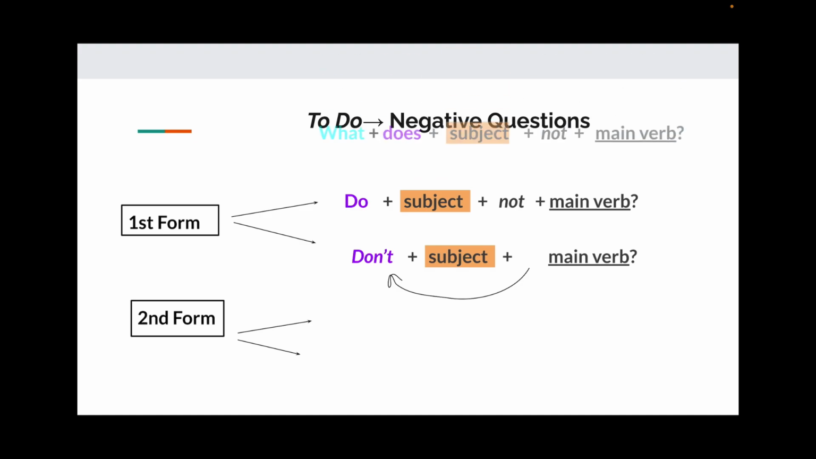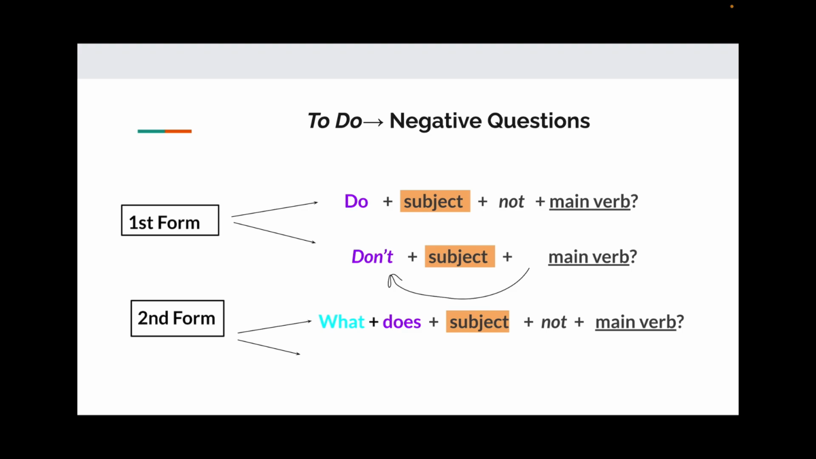This is the same with does. And so what does plus subject plus not plus the main verb. If you want to make that more concise, you can do so again with the contraction doesn't. So what doesn't subject main verb. And so when you hear negative questions in conversations, you're most likely going to hear contractions such as don't or doesn't.